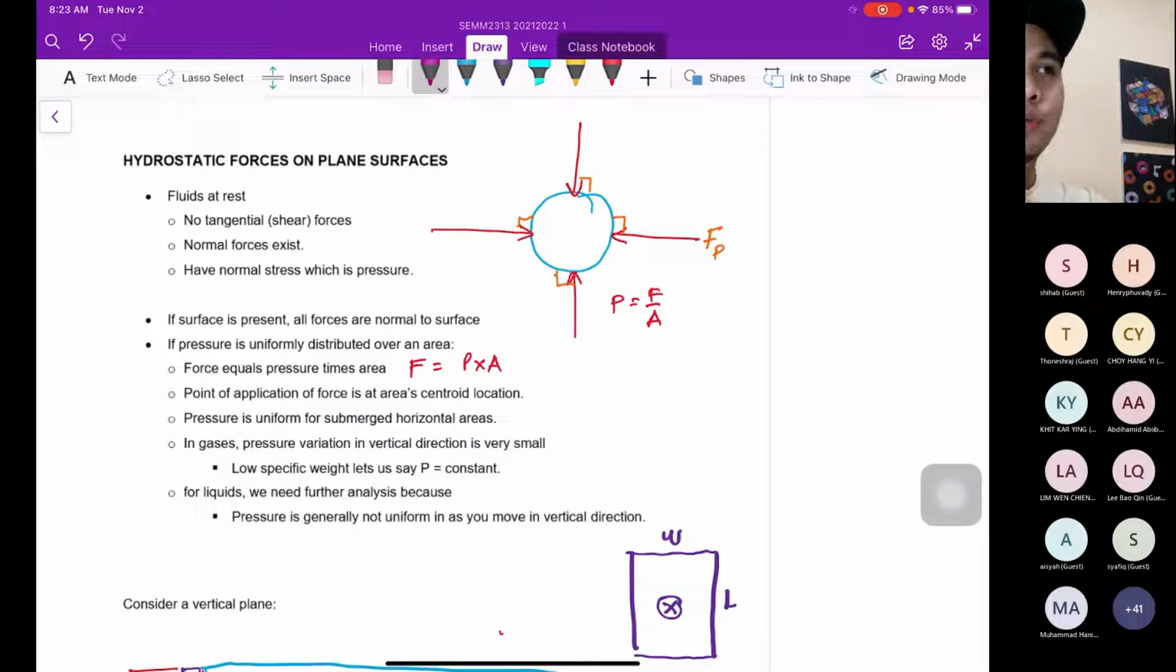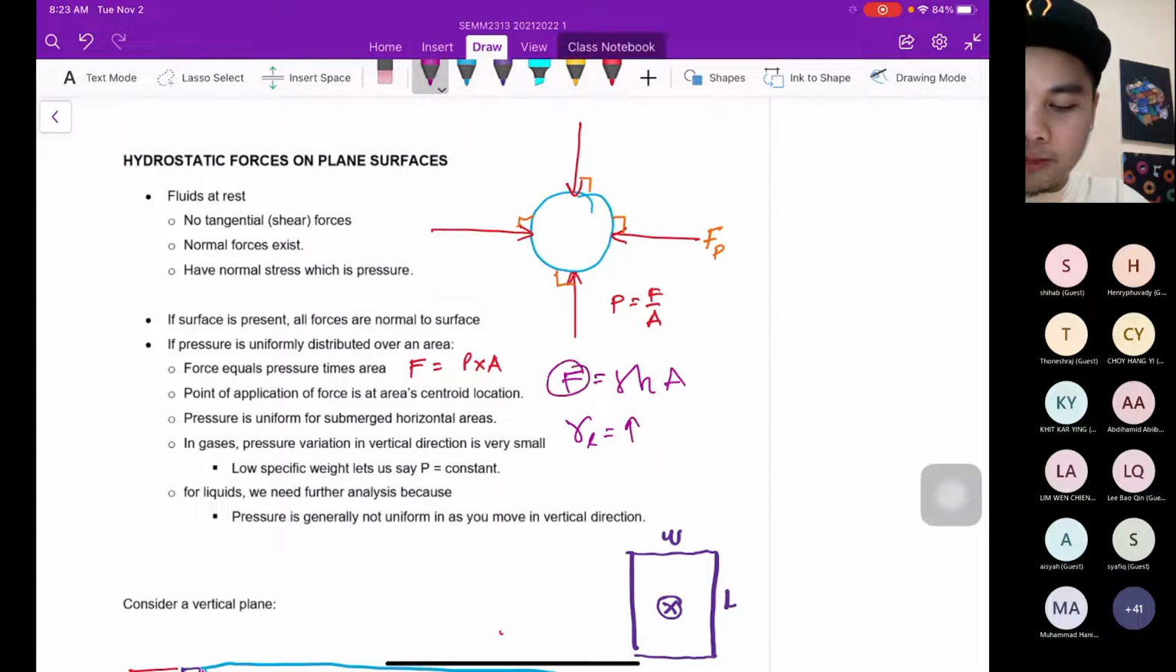Okay, for the gases, the gamma is very, very small. We know the force is equal to pressure times area. So, pressure is gamma H, kan? Yes. For the liquid, the value is very high, so it will affect the pressure and the F. However, for the gamma of gas, it is very, very small. So it won't affect the pressure force when the medium is gas. The pressure variation in the vertical direction is very small, because of the gamma.